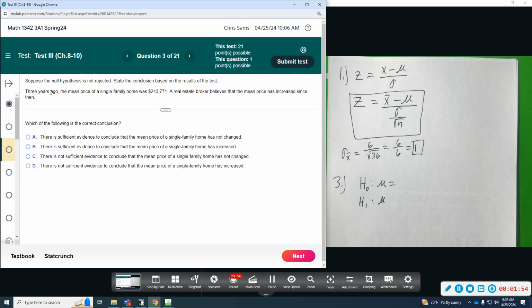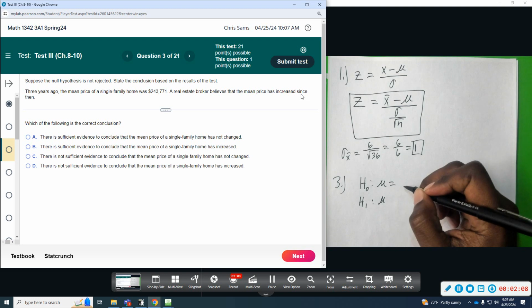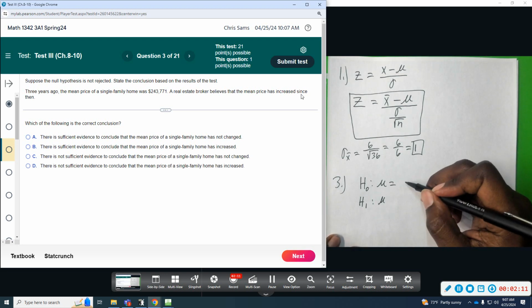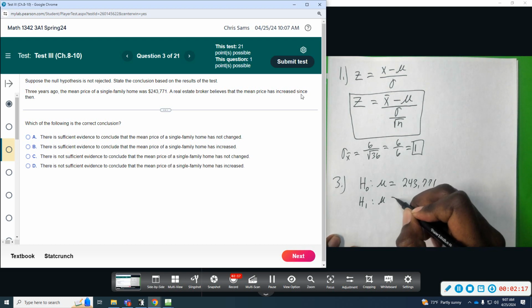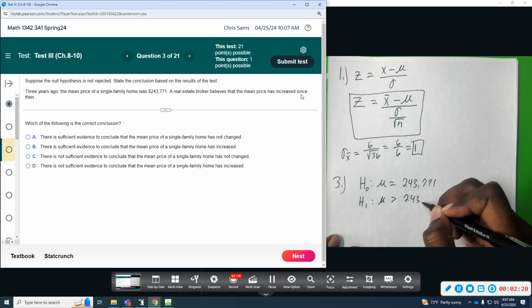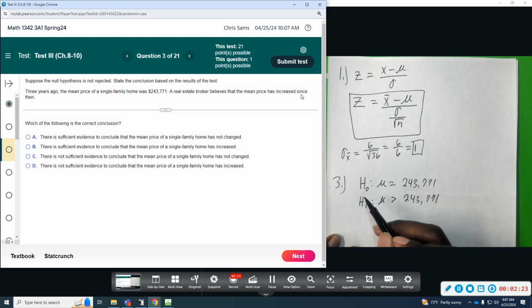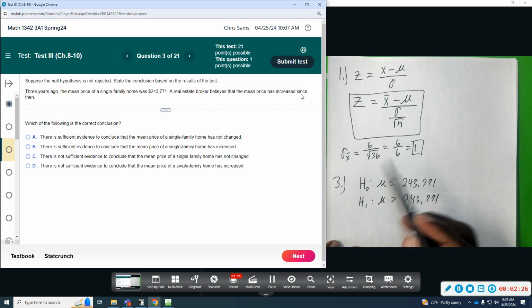Okay, so 3 years ago, the mean price of a single family home was $243,771. A real estate broker believes the price has increased. Okay, so we believe the price to be $243,771. And they believe it has increased, so they think it's greater than 243,771. We do a test. We do not reject this, so that means there is not enough evidence to say that it is greater. So we are in favor of this being true.